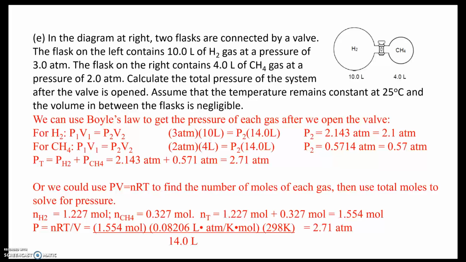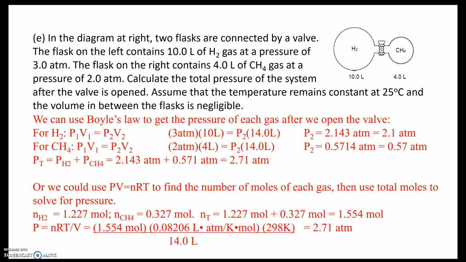All right, there's a couple of ways to do this. Method 1, we can use Boyle's law, and we get the pressure of each gas after we open the valve. So for hydrogen, P1V1 equals P2V2. I put in the numbers and I get a pressure of 2.143. Or if I wanted to stop the problem at this point, which I don't really, I would say 2.1 atmospheres from sig figs. For methane, I do the same problem. I use Boyle's law, plug in the numbers, I get pressure 2 is 0.5714 atmospheres. And if I total those 2 partial pressures, I get 2.71 atmospheres.